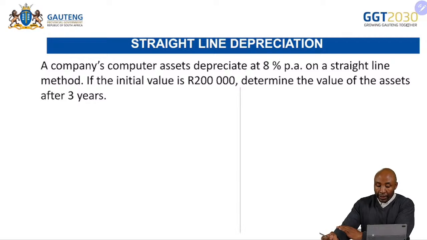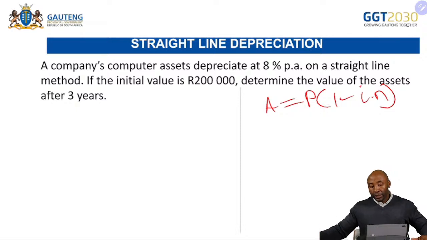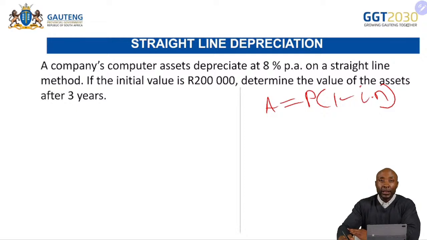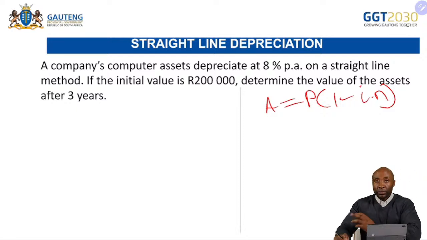So what do you realize? It's depreciation. Because it is straight line depreciation, A = P(1 - i × n). Again, we need to note that the principal amount in this case should be more than the final amount. So for depreciation, A is less than P. For investments, A is greater than P. Those are the things that you should remember as you are answering these questions so that you substitute correctly.